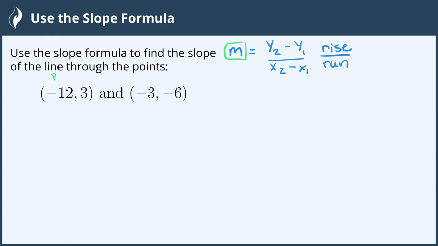So this could be point 1. It could also be point 2. This could be point 2, but it could also be point 1, as long as we pick one for the first and one for the second. In fact, let's go ahead and do it both ways.